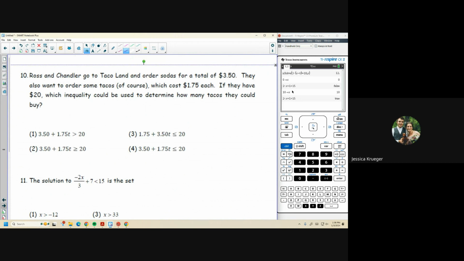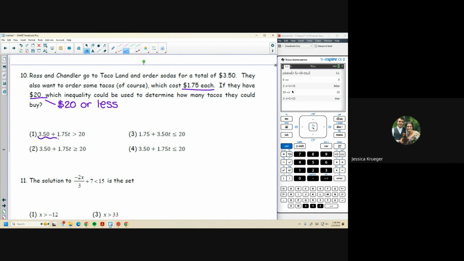Number 10, Ross and Chandler go to Taco Land and order sodas for a total of $3.50. They also want to order some tacos, which cost $1.75 each. If they have $20, which inequality could be used to determine how many tacos they could buy? Well, if they have $20, they can spend $20 or less.